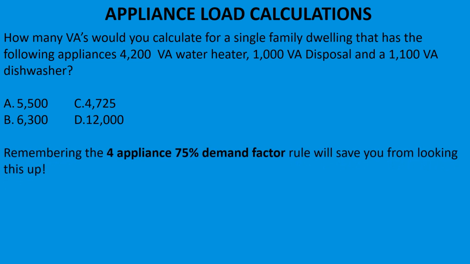All right, so if you've worked this out and you remember the appliance 4 or more 75% demand factor rule, that'll save you from having to look it up. This is something that you're just going to commit to memory.